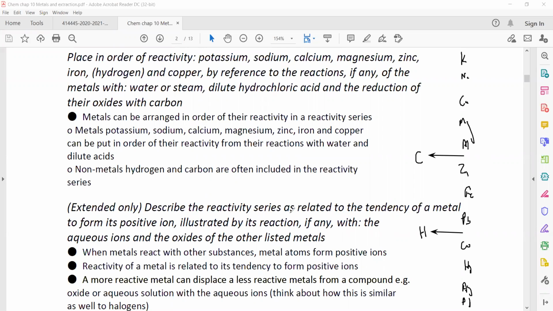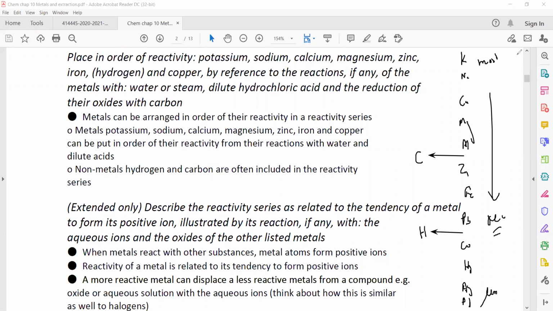And describe the reactivity series as a tendency of a metal to form a positive ion. So when we say as we go down in the series, the reactivity decreases. What is the meaning of reactivity decrease? It means at the top we have the most reactive metal, and at the bottom we have less reactive metal.